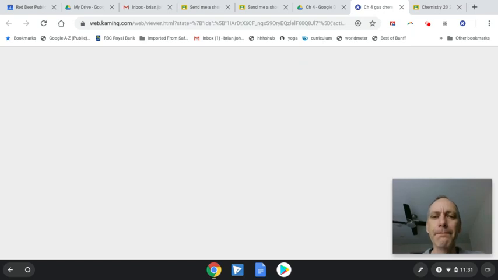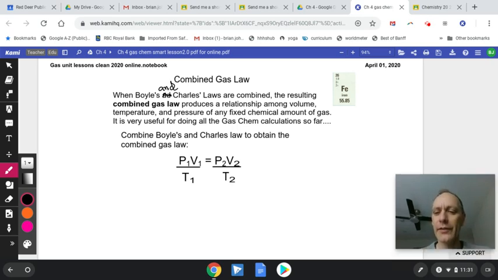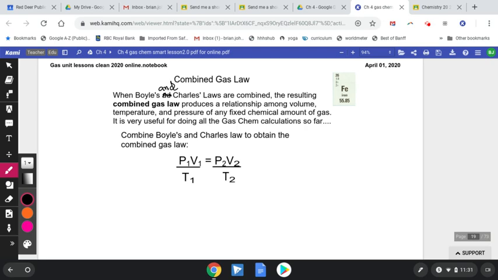Okay, so today we're doing combined gas law, and I would like you guys to follow along in your notes. This is a pretty short lesson. It's not going to take us very long to do, which is great. This week we are finishing off pretty much all of Chapter 4, Gas Chem. None of the lessons are super difficult. Today's is actually quite easy.